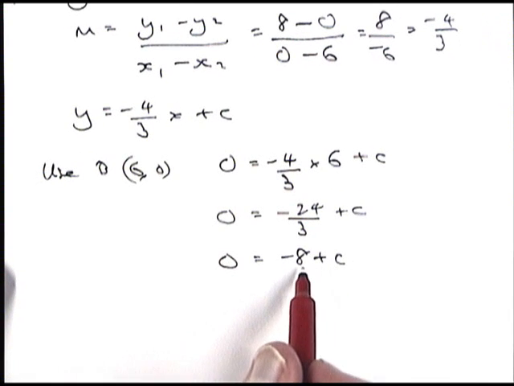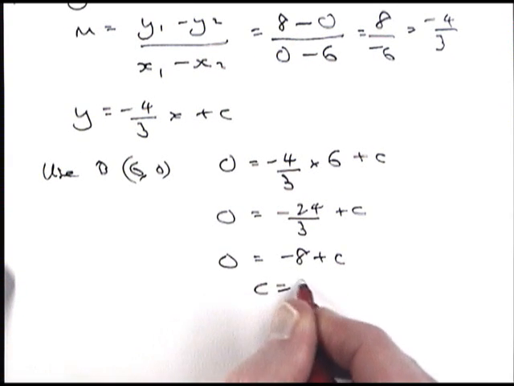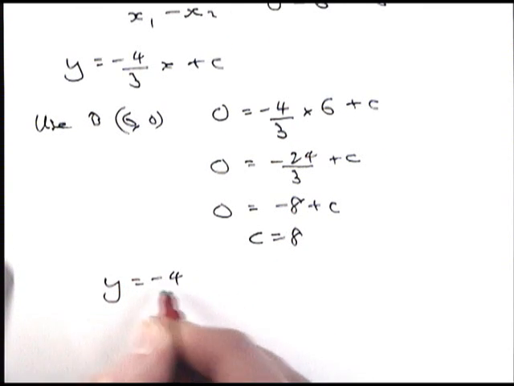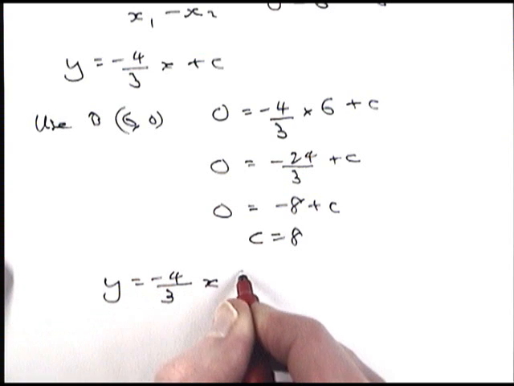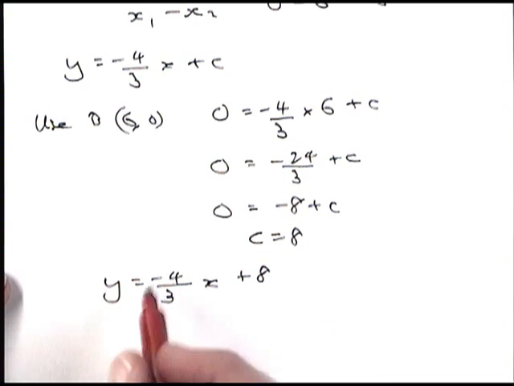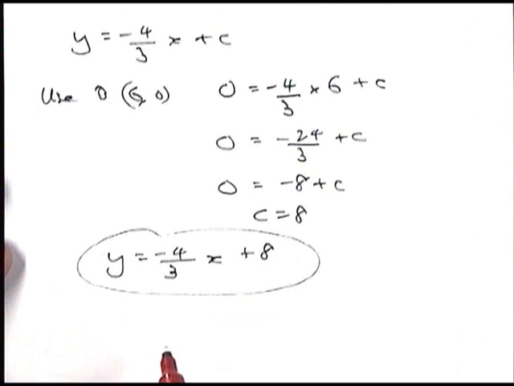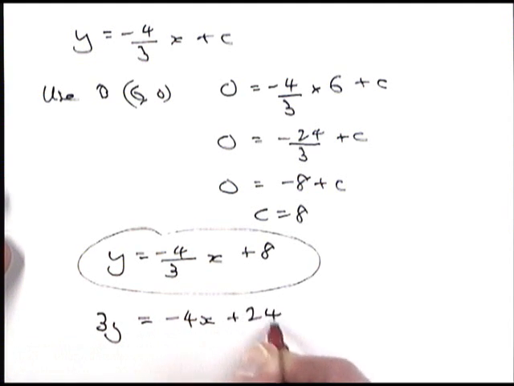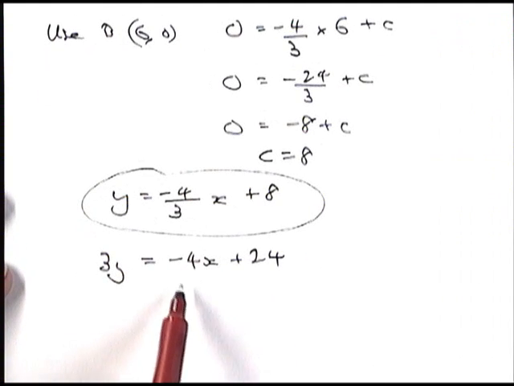So what do I add to minus 8 to get 0? 8. C must be equal to 8. So my straight line equation is y is minus 4/3 x plus 8. You could leave it as that. Sometimes you'll get things multiplied by 3 to get rid of any fractions. So whilst that answer there is quite acceptable, if you multiplied everything by 3, you'd get 3y equals minus 4x plus 24. Sometimes they don't like these minus signs.